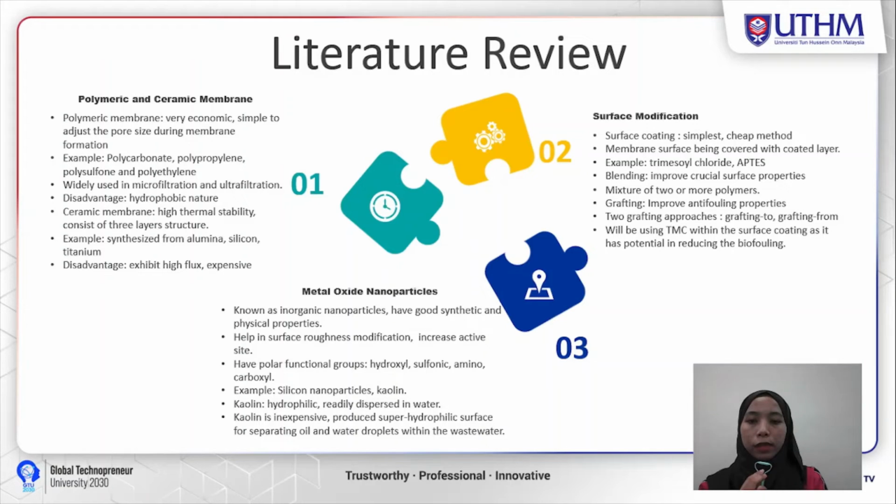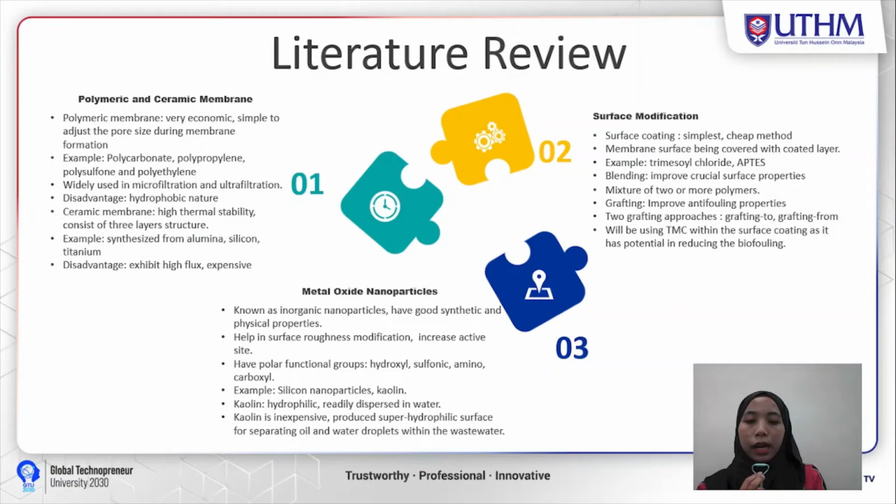There are also several studies which mention that metal oxide nanoparticles help in surface roughness modification and also increase the active site on the membrane surface. Every metal oxide nanoparticle consists of polar functional groups such as hydroxyl, sulfonic, amino and carboxyl groups. The polar functional groups will increase the adsorption process of water and also the hydrophilicity of the membrane. Examples of metal oxide nanoparticles are silicon and kaolin nanoparticles.